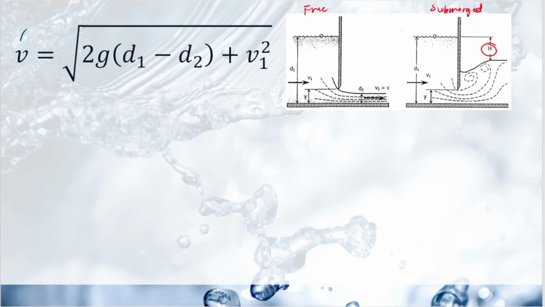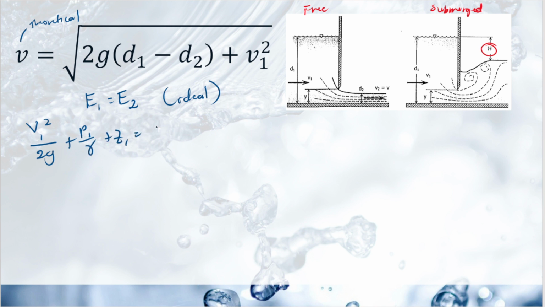Since it is theoretical, from our previous discussion we use the ideal Bernoulli's energy equation, that is E sub 1 is equal to E sub 2. This is the ideal Bernoulli's energy equation: V sub 1 squared over 2g plus P sub 1 over gamma plus Z sub 1 is equal to V sub 2 squared over 2g plus P sub 2 over gamma plus Z sub 2.